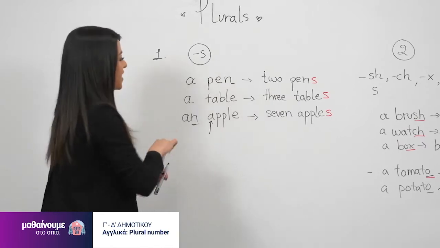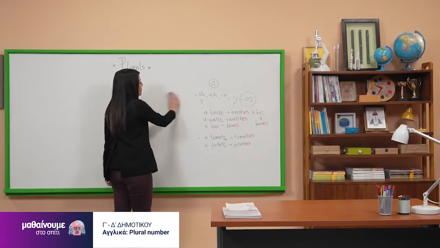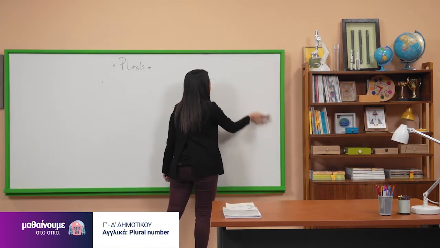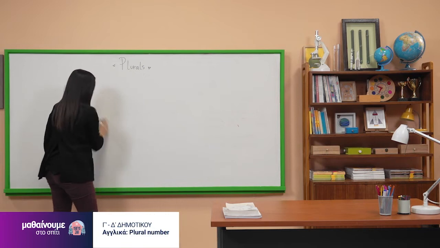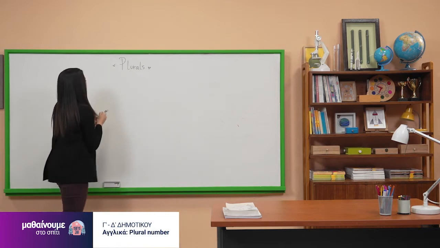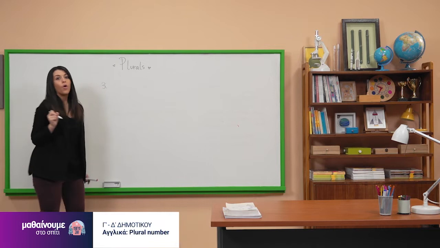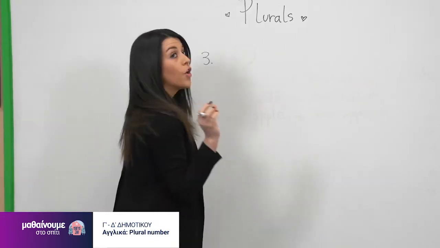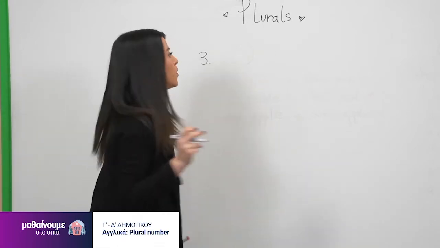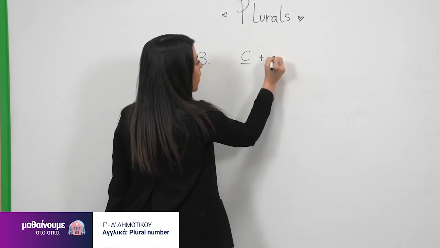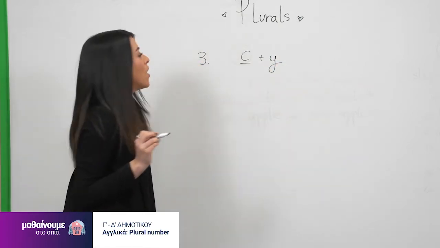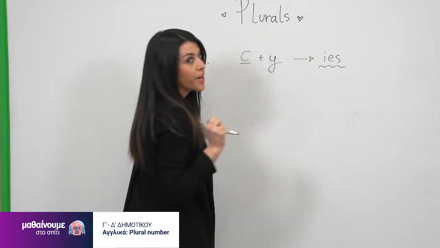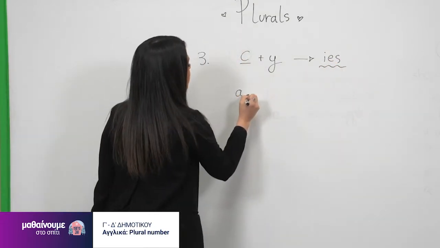Now, let's go to the next one. We said before, we only put S and then ES. So these are the two first ones. Now, let's learn the other two. So, number 3. When the noun ends in consonant and Y, okay, consonant, remember, is σύμφωνο. So if it ends in a consonant plus Y, okay, we put IES.